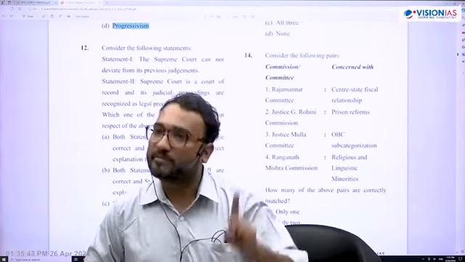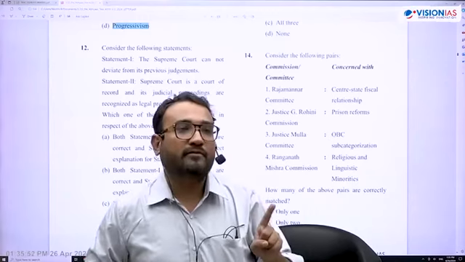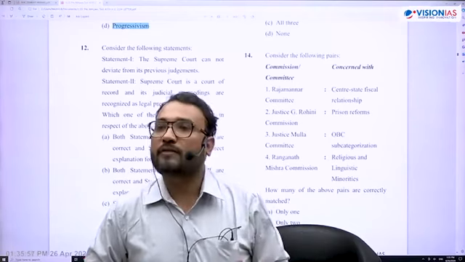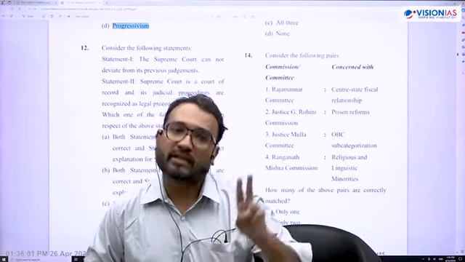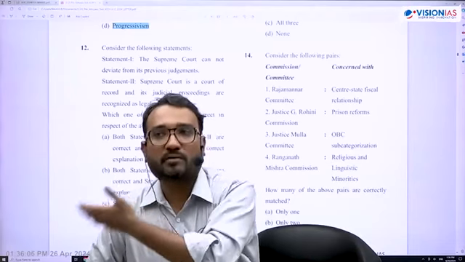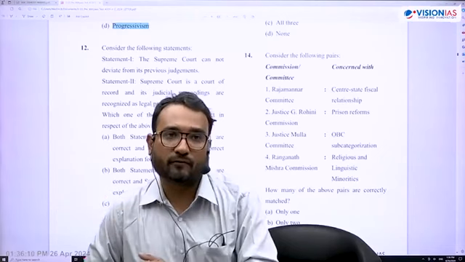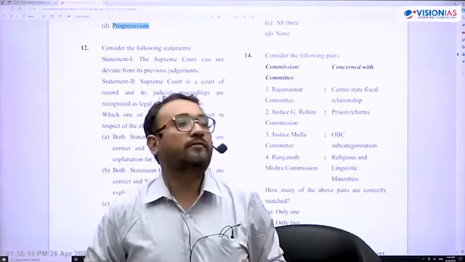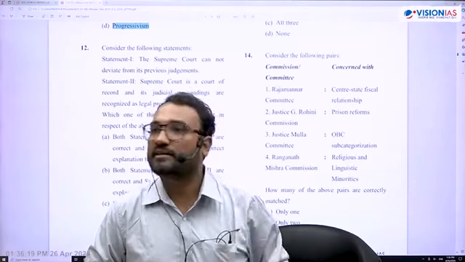Article 136, Brahmastra of Supreme Court, that is special leave petition. Article 141, judgment of Supreme Court shall be binding on all courts in India. Article 142, again very, very important. In order to do complete justice, Supreme Court can do anything. This was invoked in the release of the killers of Prime Minister Rajiv Gandhi. Supreme Court invoked Article 142. Article 143 is advisory jurisdiction of Supreme Court, and Article 145 is the constitution of a constitution bench. Okay, that is Article 145.